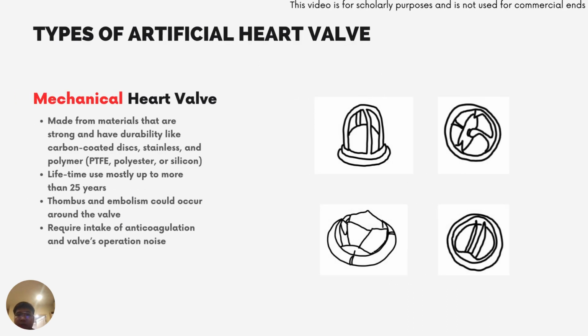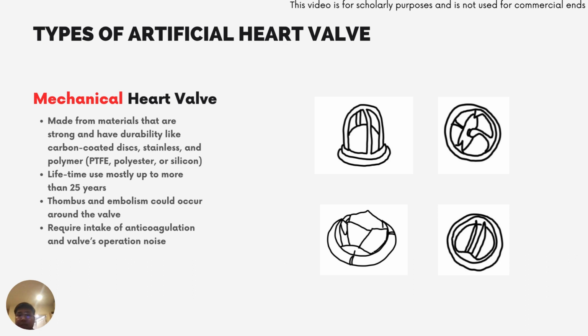Next, let's move to the mechanical heart valve. It is made from material that does not include any biological tissue. It is made from strong and highly durable material, like carbon coated disc, cellulite, or polymers like PTFE, polyester, or silicone. Normally it has a lifetime of use, mostly more than 25 years, and that's why for patients who are still young adults, doctors recommend this kind of valve in their treatment.